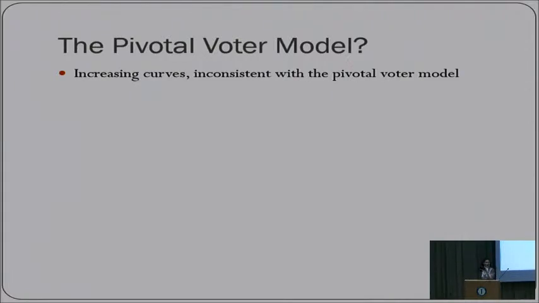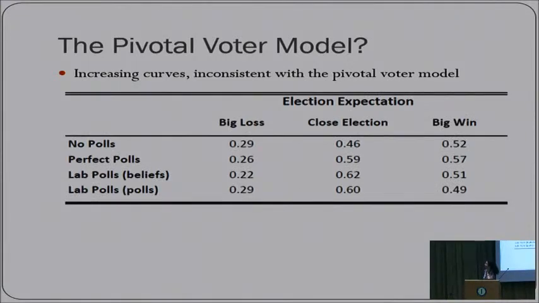So these are increasing curves, which are inconsistent with the pivotal voter model. And in fact, this is just a different way to look at the same question. If you divide it into the expectation of a big loss, where you have a loss greater than 1, a close election, where you think you're either tying with the other alternative or differing by 1, or a big win, which is a greater than 1 difference in favor of what you're doing, what you see here is that there is much less participation when a big loss is expected.